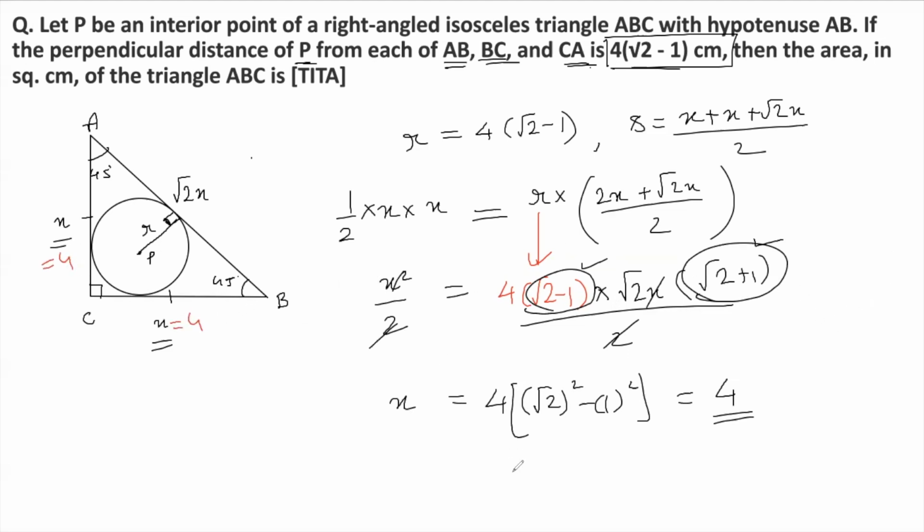Now the area required is half into base into height. So half into 4 into 4, that is 8. And that's the answer to our question. The area of this isosceles right-angled triangle is 8 square centimeters.